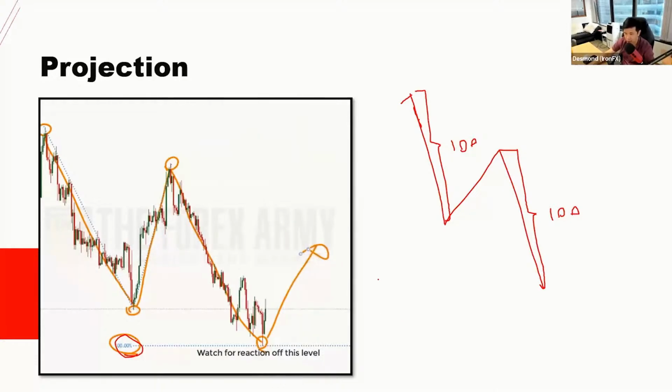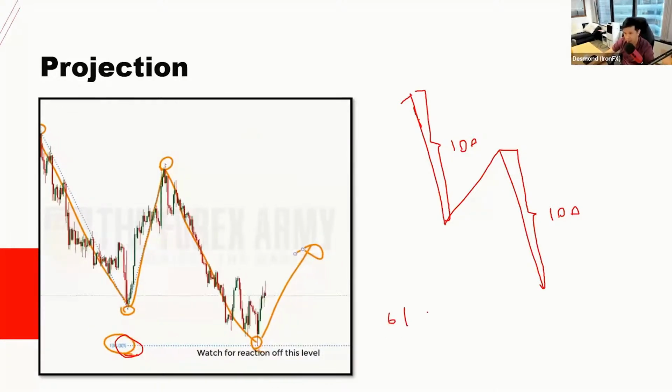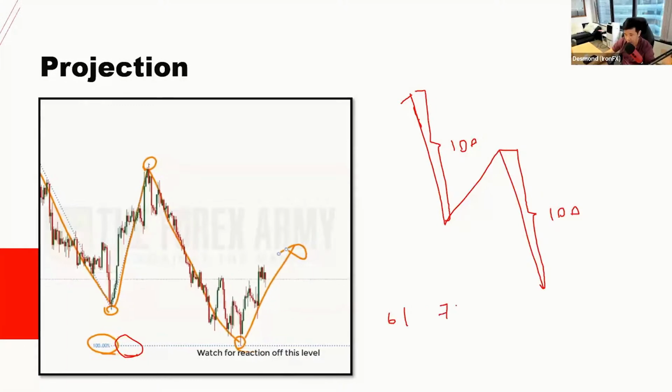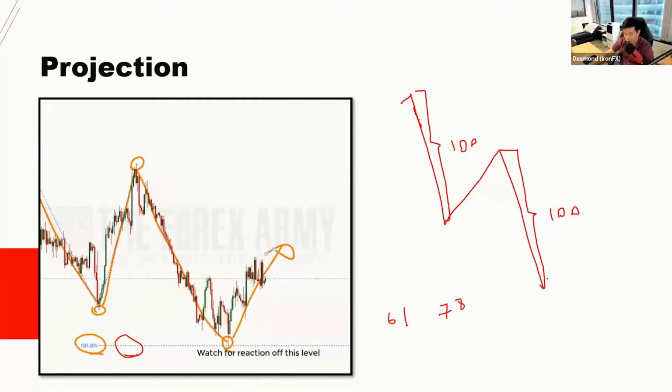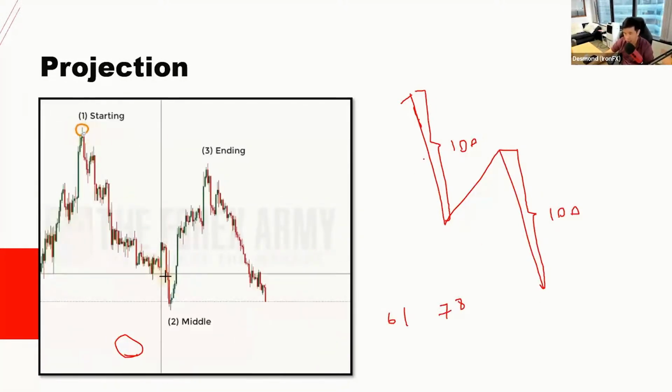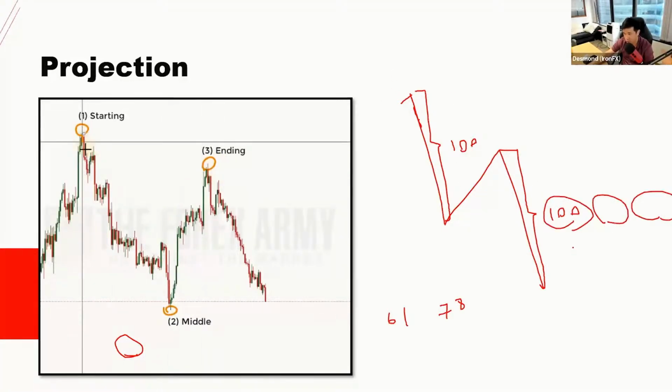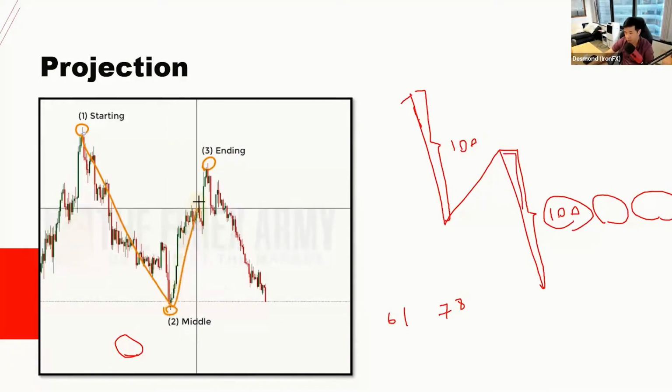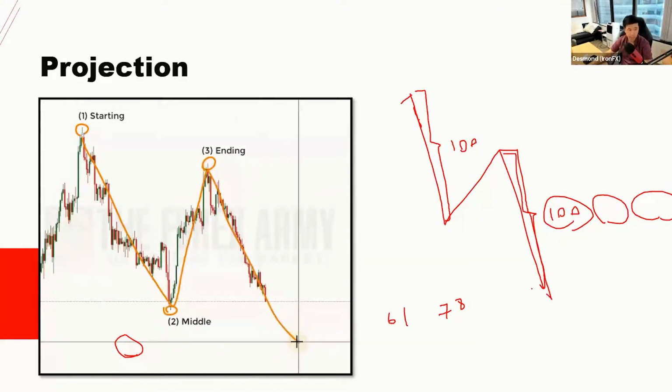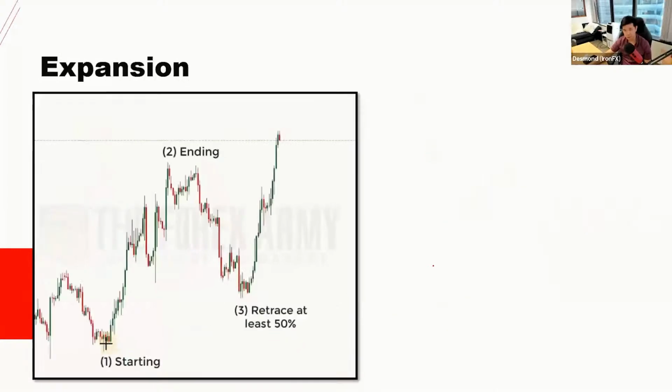So we have stuff like the 100%, the 61% projection, and the 78% projection. All of it basically means that you're taking the distance and multiplying it by 61, 78, or 100 when you're forecasting when the reversal is going to happen. That is the meaning of Fibonacci projection.